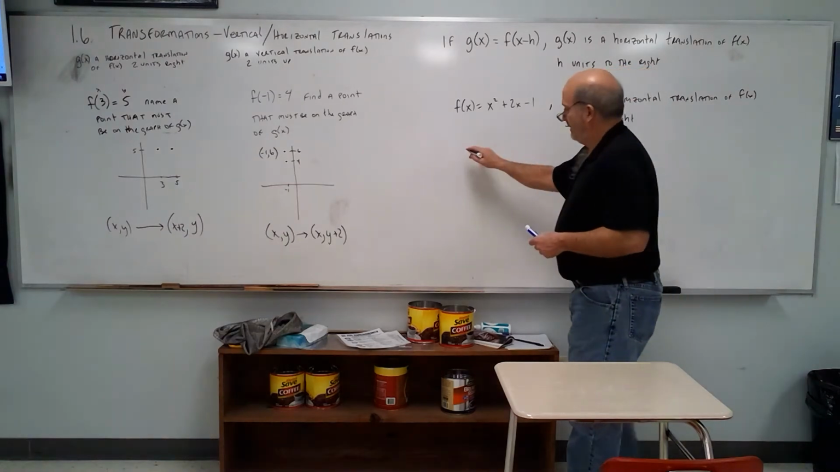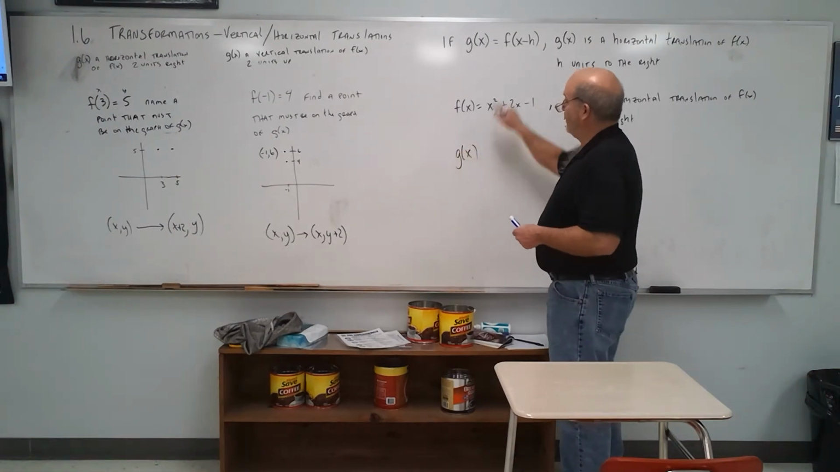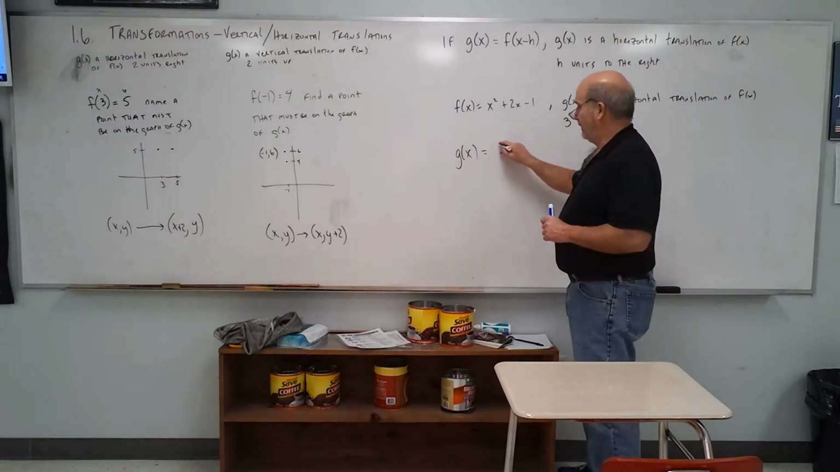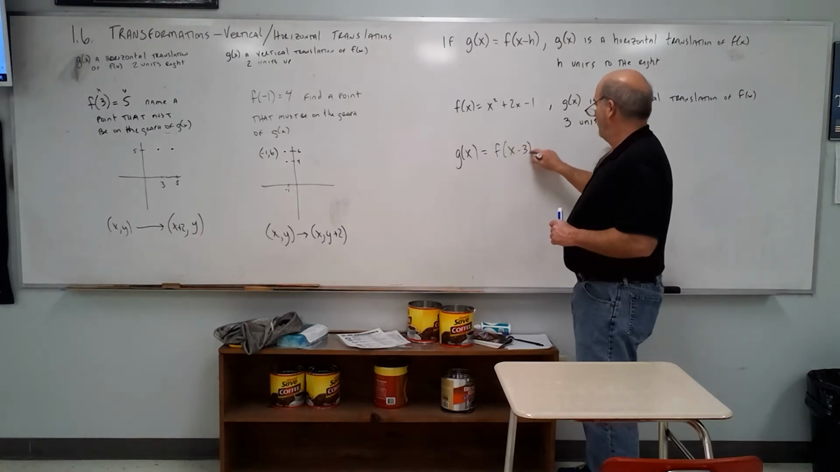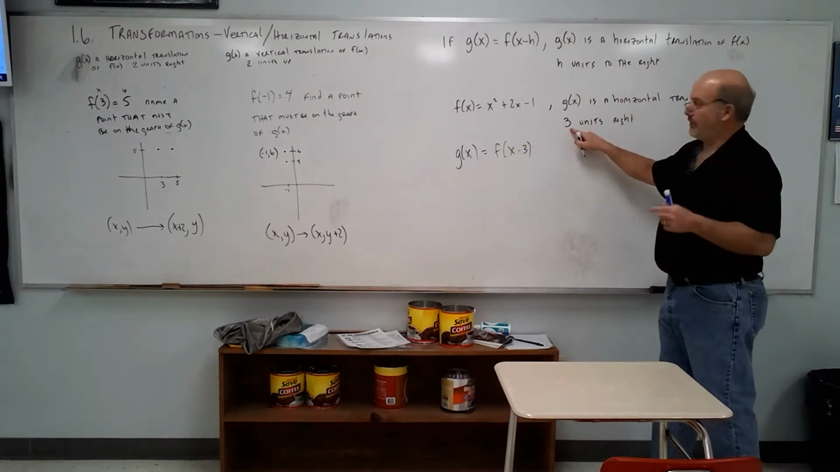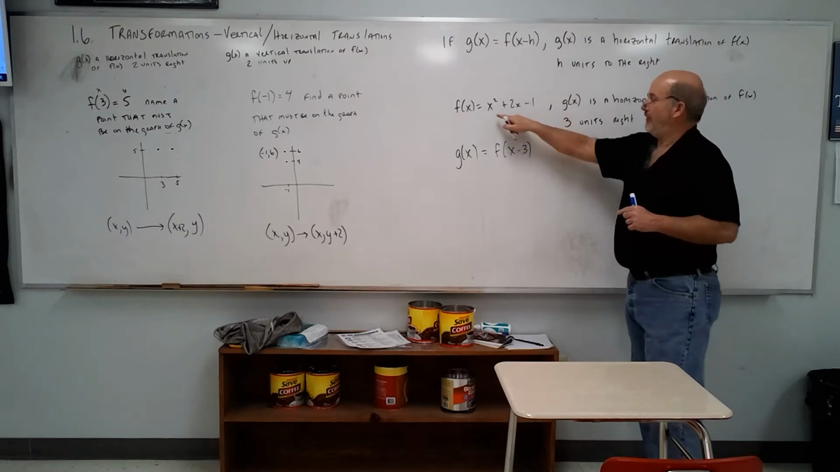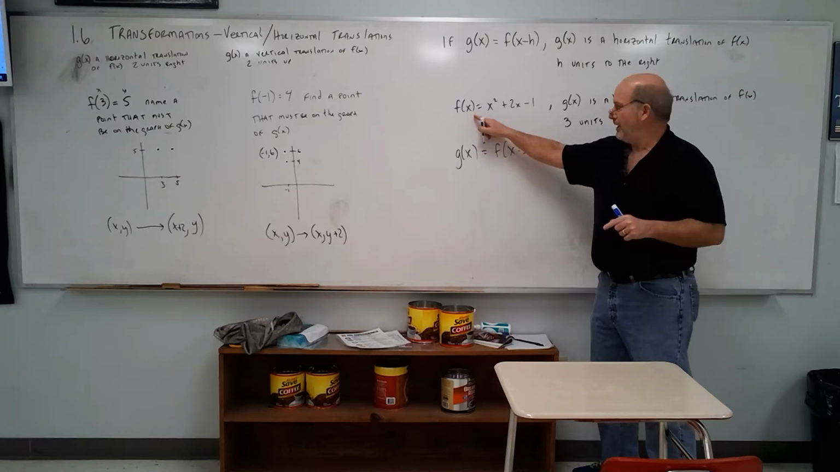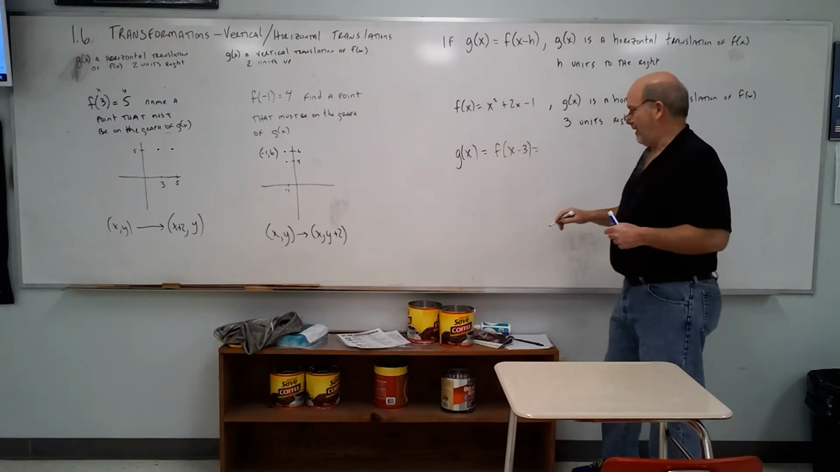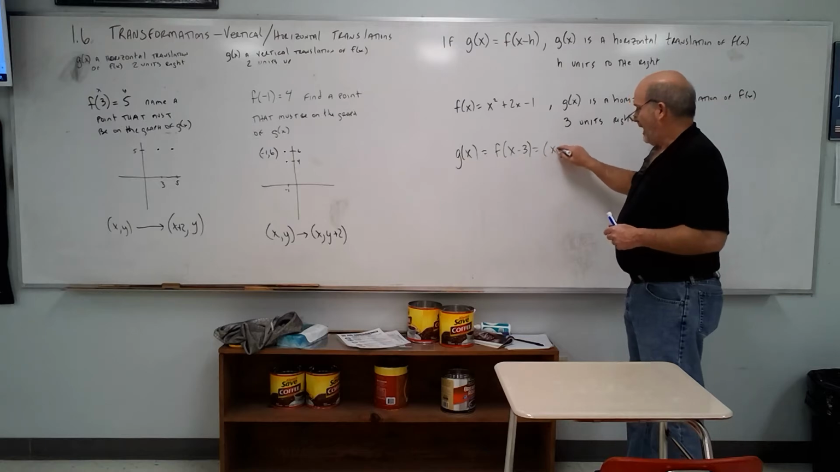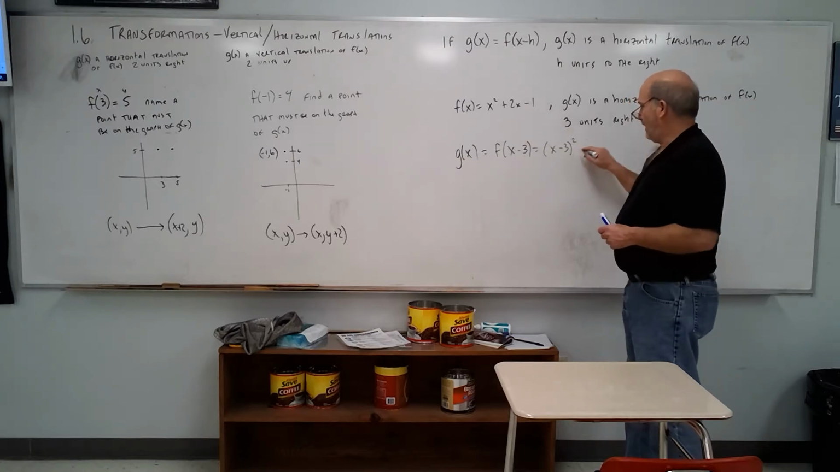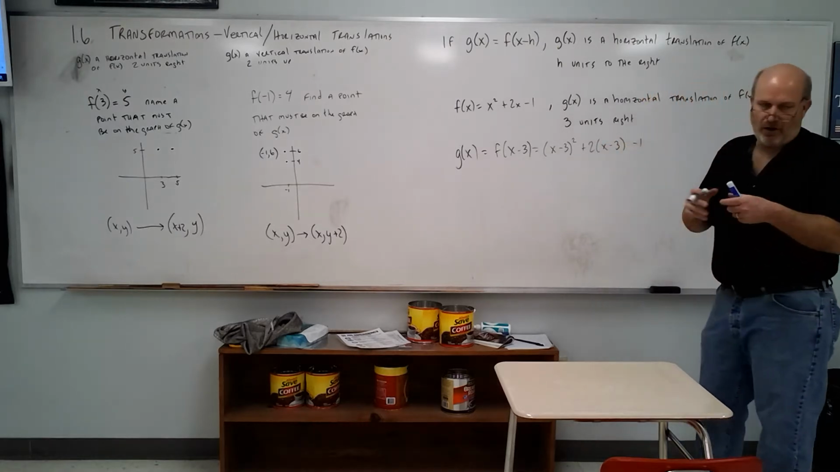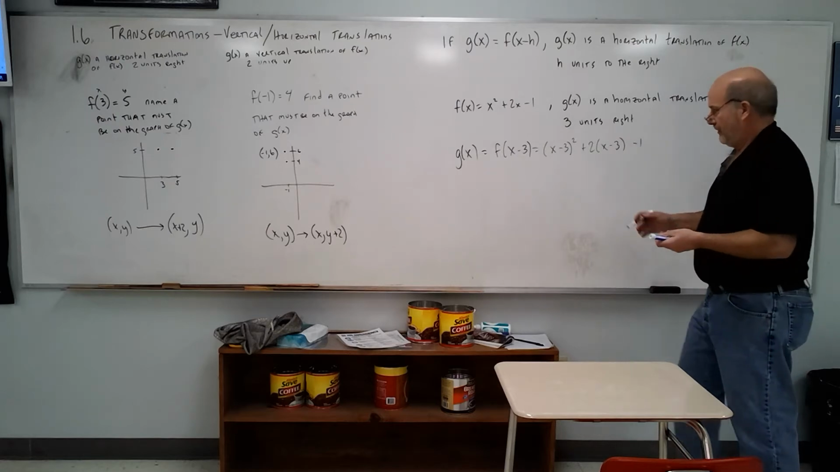Then that tells me, based on what I just showed you up here, and you're going to verify this on your graph, that g of x is equal to f of x minus 3. If h becomes 3, I'm shifting 3 units to the right. I replace the x in f of x with x minus 3, and I have to replace every x in the function with x minus 3. So I had an x squared, now I have an (x minus 3) squared. I had a 2x, now I have a 2 times (x minus 3). I still have my minus 1, because all I'm doing is replacing the x with x minus 3.